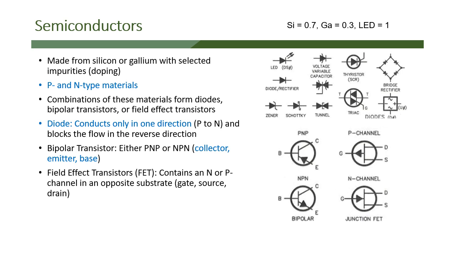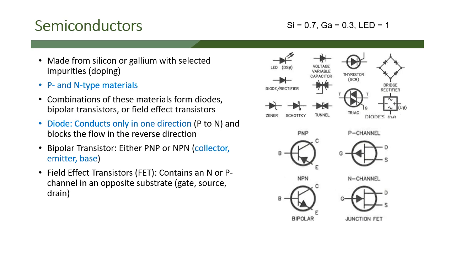Semiconductors. We have three different materials that our semiconductors are made of: silicon, gallium, and there's also LEDs. And they have different voltage potentials that make them work. Silicon is 0.7 volts, gallium is 0.3 volts, and LEDs are 1 volt, all DC. So semiconductors are made from silicon or gallium with selected impurities built into the crystal lattice. That's called doping. You can dope the material so it could be a P material, positive material, or you can dope it for an N-type material, negative material.